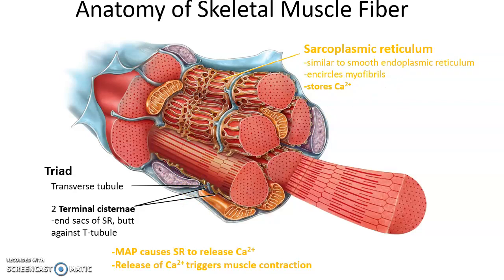And this is an important arrangement because when that muscle action potential travels down the transverse tubule, it will trigger the sarcoplasmic reticulum to release its calcium ions. And the release of calcium ions is what triggers the muscle contraction. So releasing calcium ions from the sarcoplasmic reticulum causes the muscle to engage in contraction.